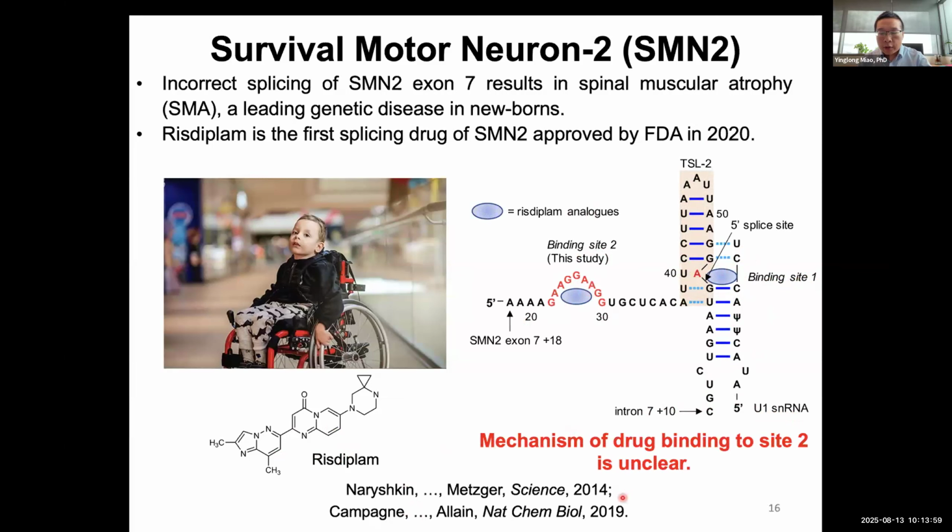In one NMR structure published in 2019, people showed the drug would bind at site 1 formed by the double-stranded helix. But we don't know how the drug could bind a single-stranded helix at site 2.